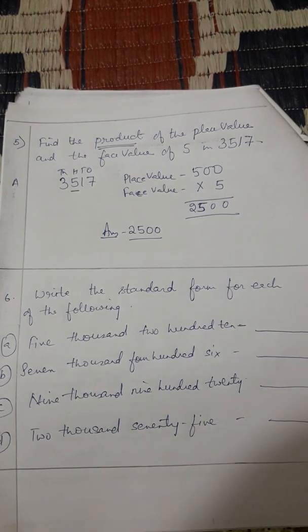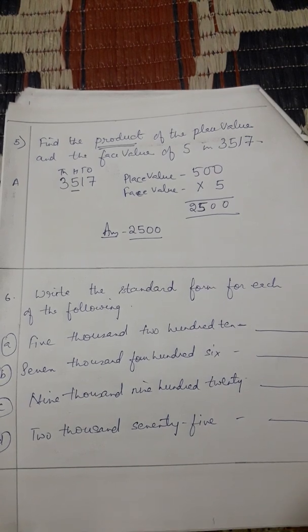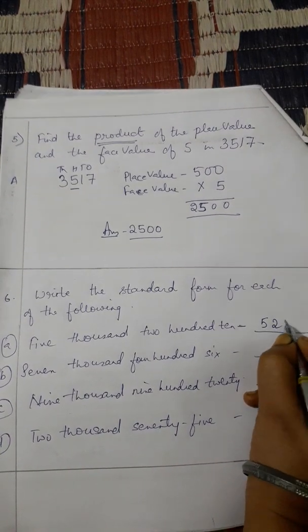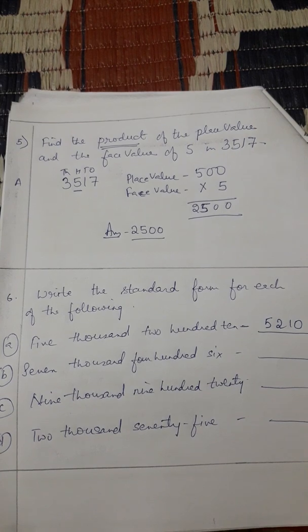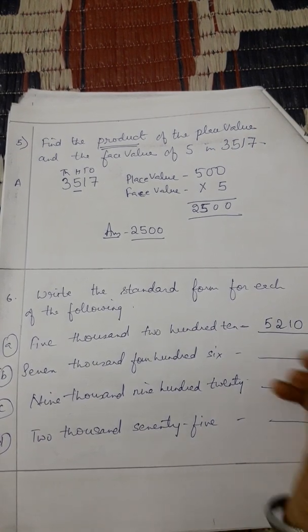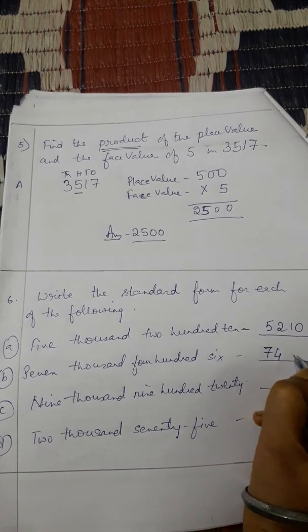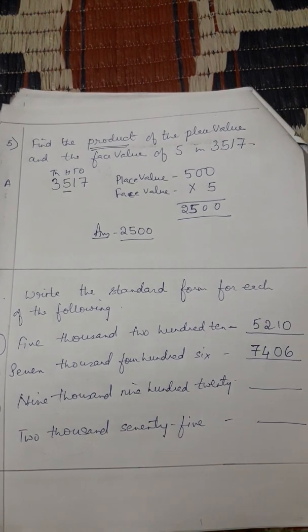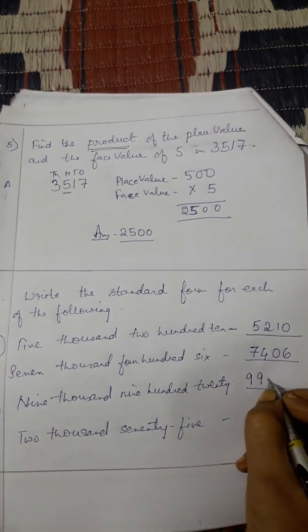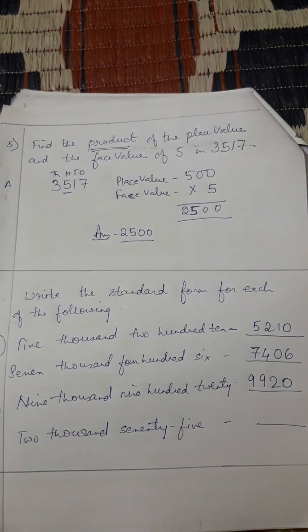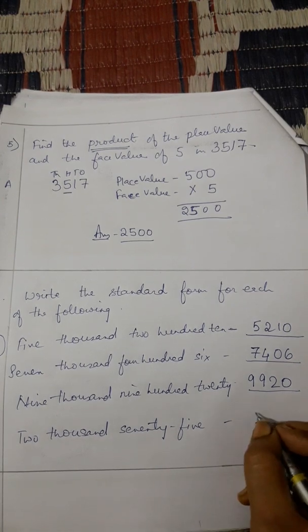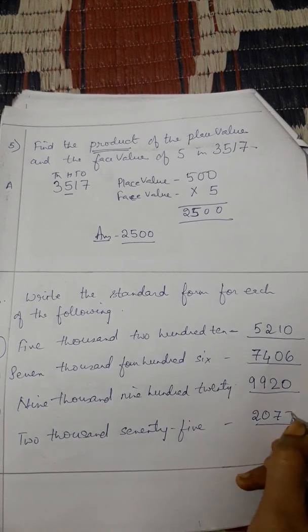Next, write the standard form for each of the following. 5210. Next, 7406. Next, 9920. Next, 2075.